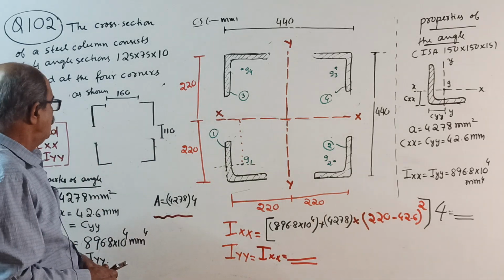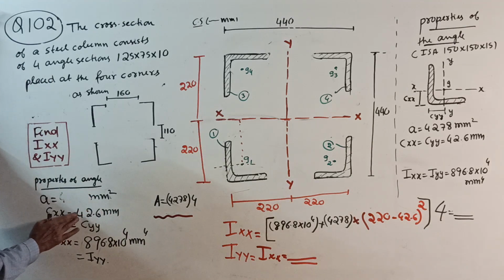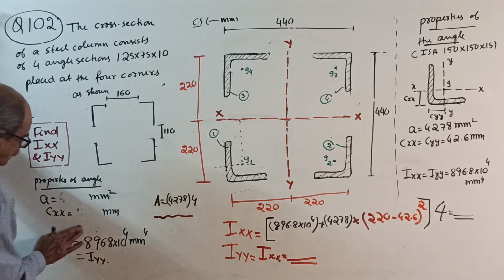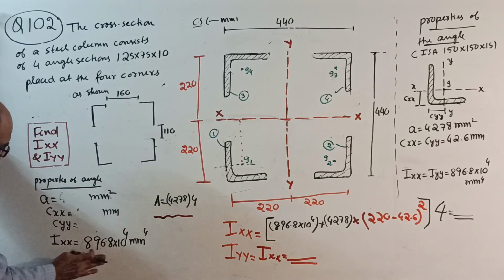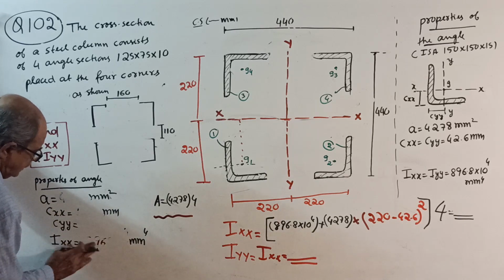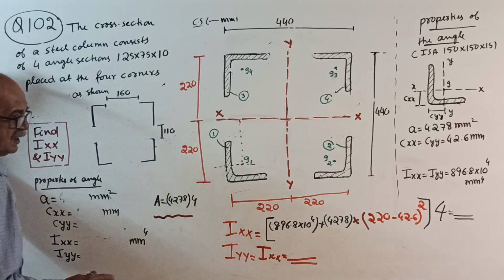Now, the properties of the angle are given. Area I will give for you. CXX I will give you. CYY also will not be the same, I will give CYY also. IXX I will give you, and also IYY, in the question paper only. In the question only, this will be given.